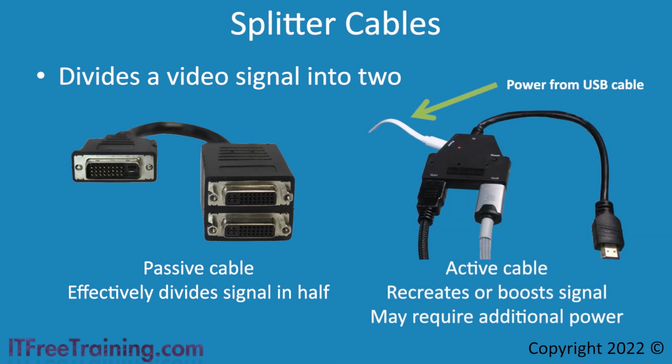You can also use an active splitter. An active splitter either recreates a signal or boosts it. This allows for longer cable lengths and higher resolutions. To do this, some active splitters require additional power. In some cases, the power may be obtained through the cable itself. In other cases, as in this example, power may be obtained from another source, such as a USB cable.